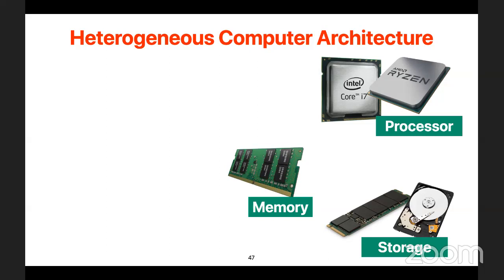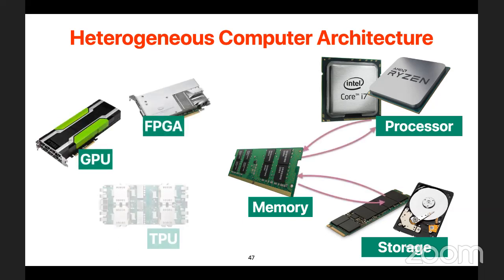In addition to the conventional processor, memory, and storage, we start to have other stuff, like the GPU, FPGA, and the tensor processing units from Google. So the GPU is accelerating graphics for sure, and right now people are using it for machine learning. However, Google soon discovered that the GPU is not sufficient. So they built their own tensor processing unit.